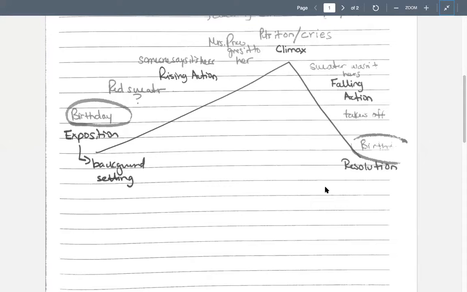Most stories are written to be long in the beginning, then there's a climax, and very quickly it wraps up. So our exposition was the birthday, right? It was her birthday. She was excited. There was this red sweater. Someone says it's hers. Mrs. Price gives it to her. She puts it on. She cries. We find out it's not hers. She takes it off, of course. And then we go back to this birthday.